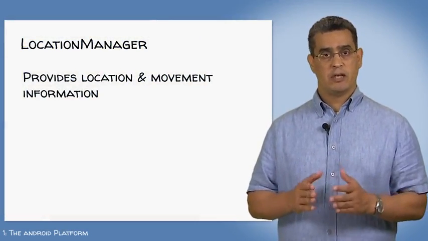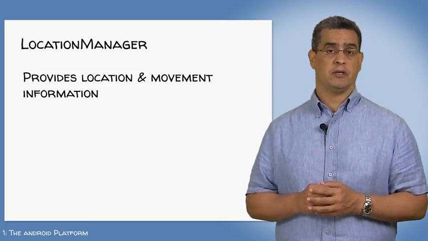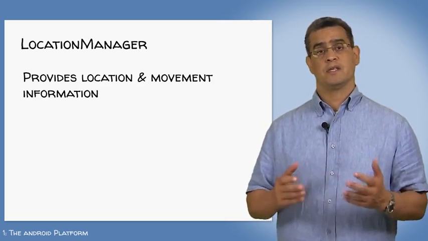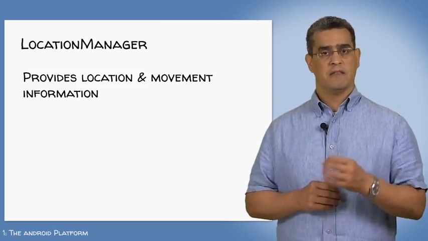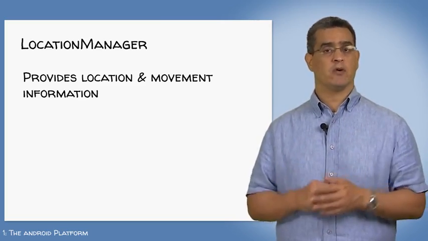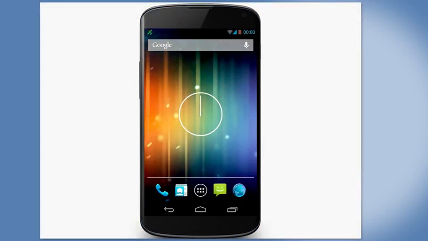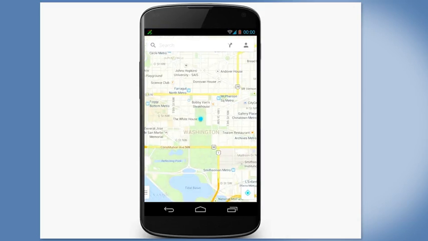The next application framework component is the Location Manager. The Location Manager allows applications to receive location and movement information, such as that generated by the GPS system. And this allows applications to perform context-specific tasks, things like finding directions from the current location. Now here I'm calling up the Google Maps application, which queries the Location Manager from my current location and then shows a map of the area around that current location.